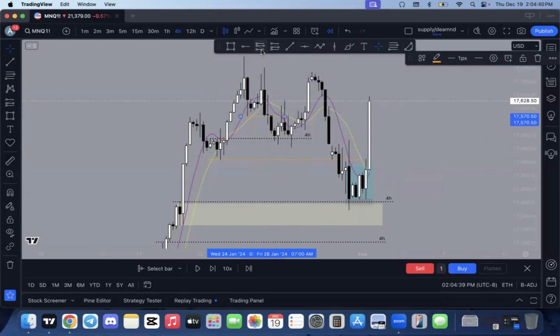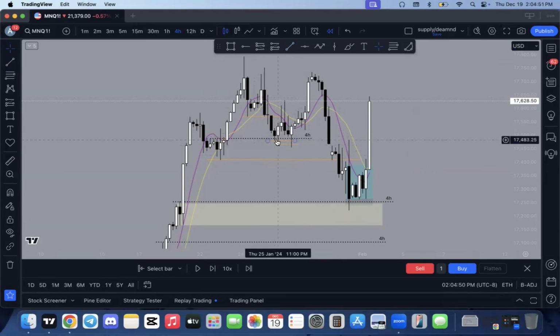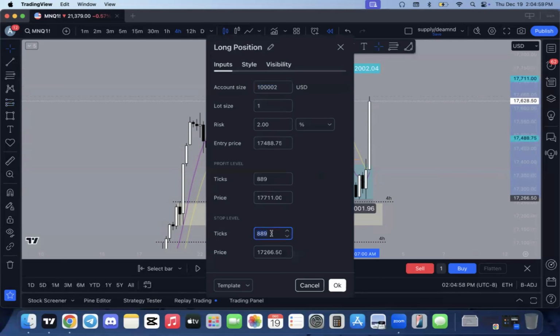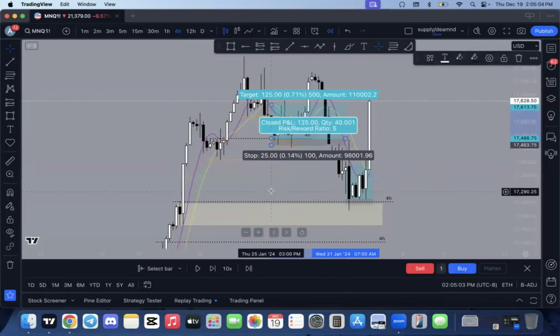And even better, we have 1 liquidity, we have 2 liquidity. So realistically, you probably could have taken this a couple times, maybe, because the first time you would have got stopped out. Let's see. Like I said, we do 100, 500.